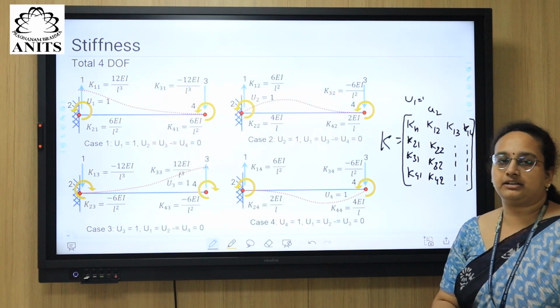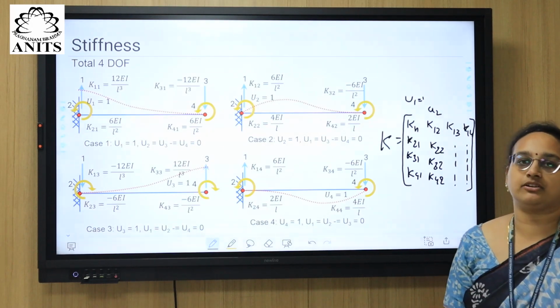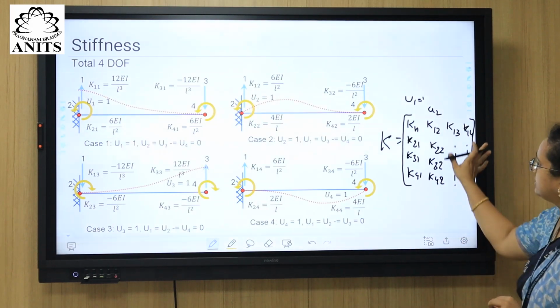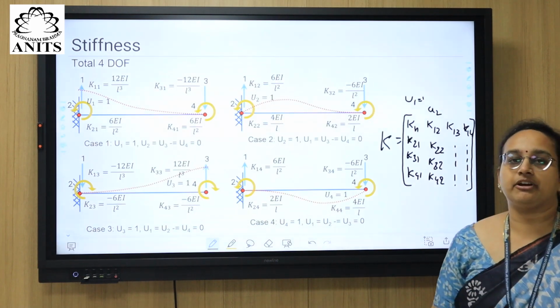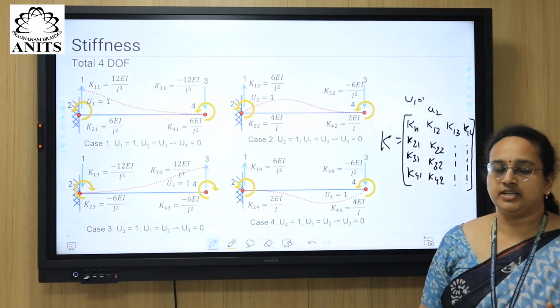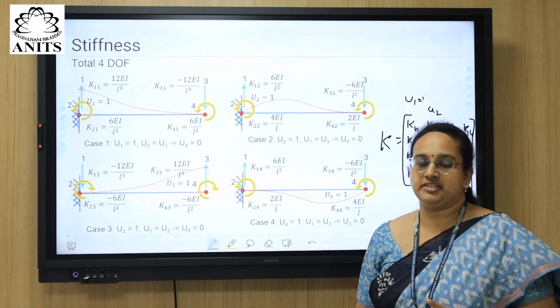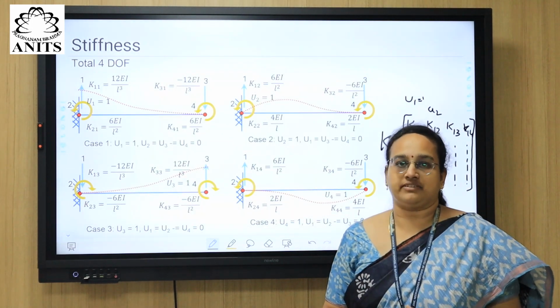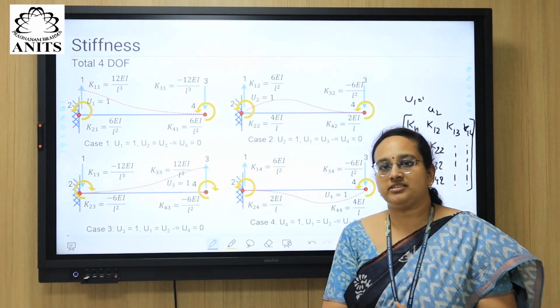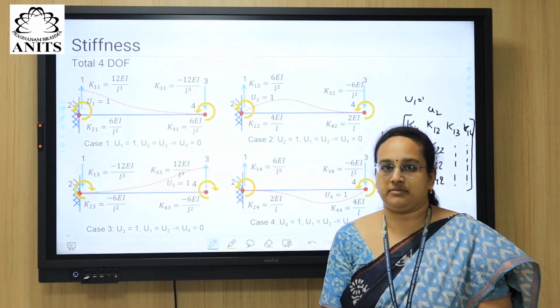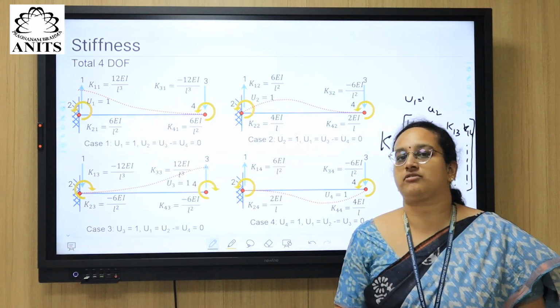Now let us come back to the requirement of stiffness. Why are we interested to develop this stiffness matrix? Because previously when we were performing static analysis, we required only one stiffness, which is the lateral stiffness. Because our loads are in the lateral direction, we need the stiffness of the structure in the lateral dimension, which is actually counteracting the forces.